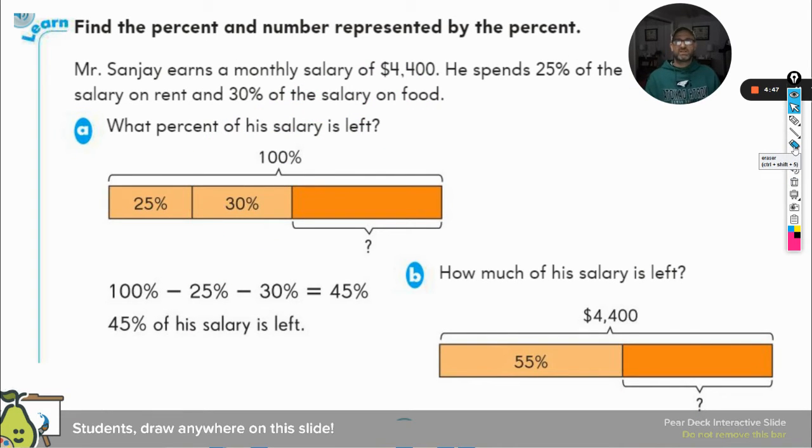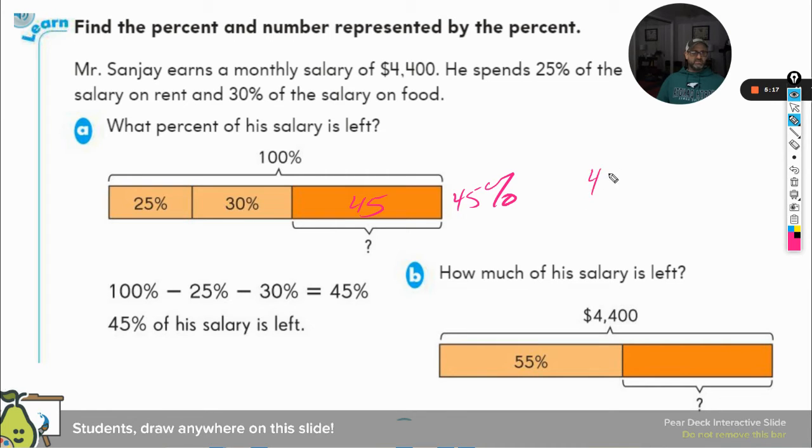Finding a percent of the number represented by the percent. Ooh, okay, these are legitimate bar model problems. Mr. Sanjay earns a monthly salary of $4,400, and he spends a quarter of that salary on rent and 30% on food. How much is left? So let's see, what percentage of his salary is left? Well, he spends 25%, 30%. He's got 45% left. That's easy enough. How much of his salary is left?